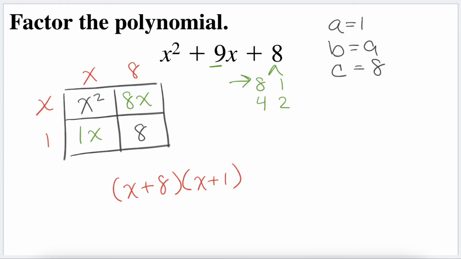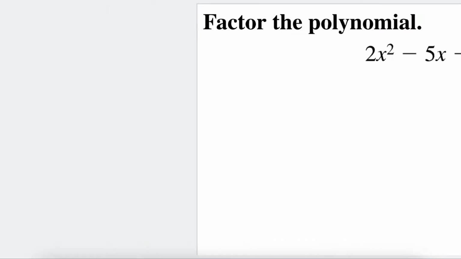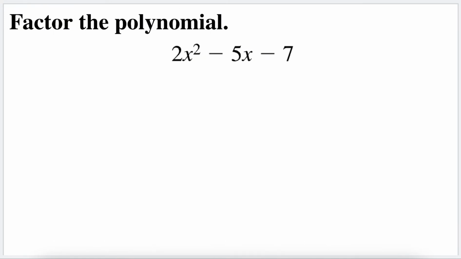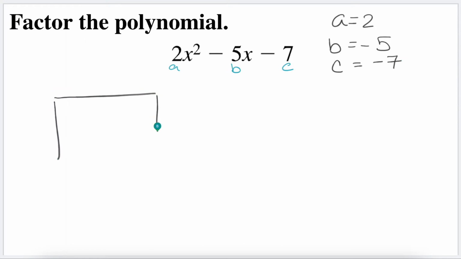Let's look at another example where a does not equal 1. So here's an example where a does not equal 1. Let's actually identify what a, b, and c are here. In this particular example, our a is equal to 2, our b is equal to -5, and our c is equal to -7. So again, I'm going to start off with my box.